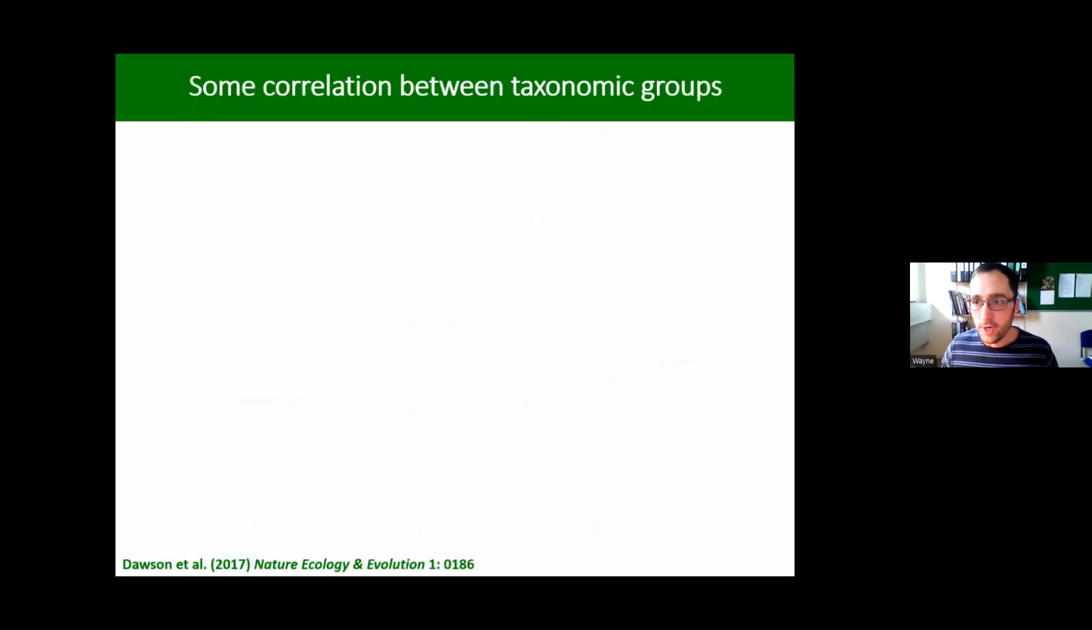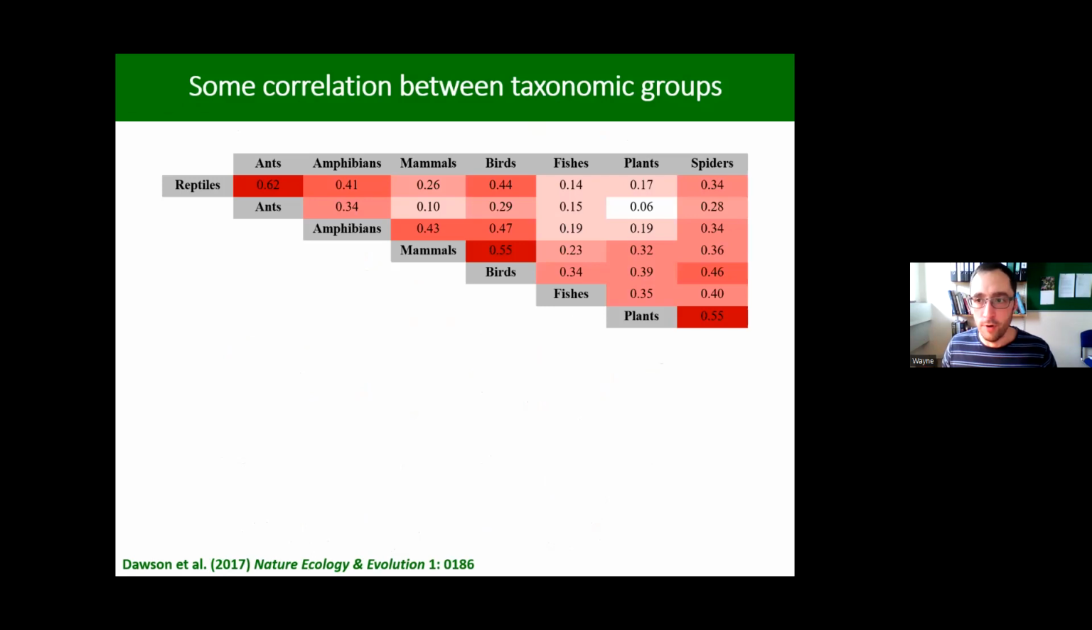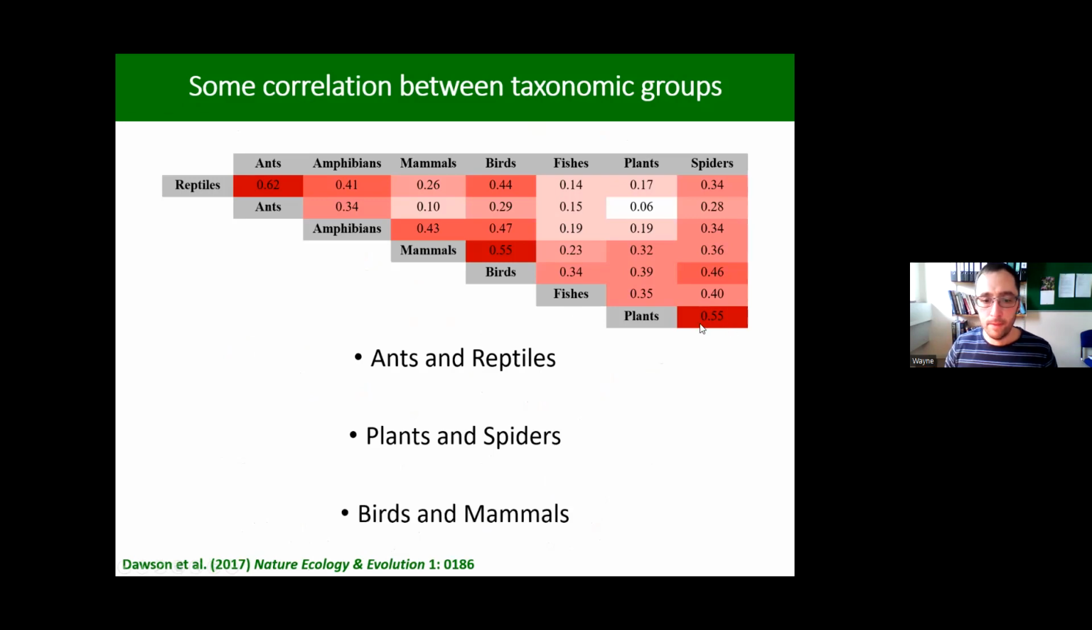So if we look at the correlations among those taxonomic groups, these are just Pearson's correlation coefficients between those different taxa. Ones to really focus on are the ones in dark red. So we can see that we've got quite a strong correlation between ant and reptile richness. Another one between plants and spiders, shown here. And then another strong correlation between birds and mammals. And there could be different reasons for these strong correlations.